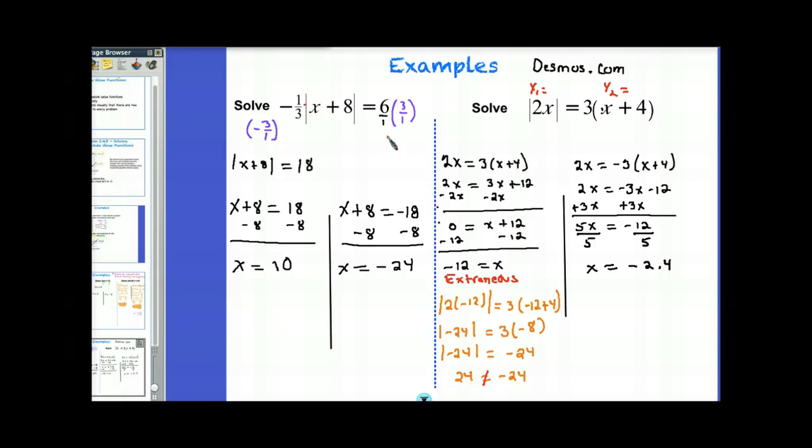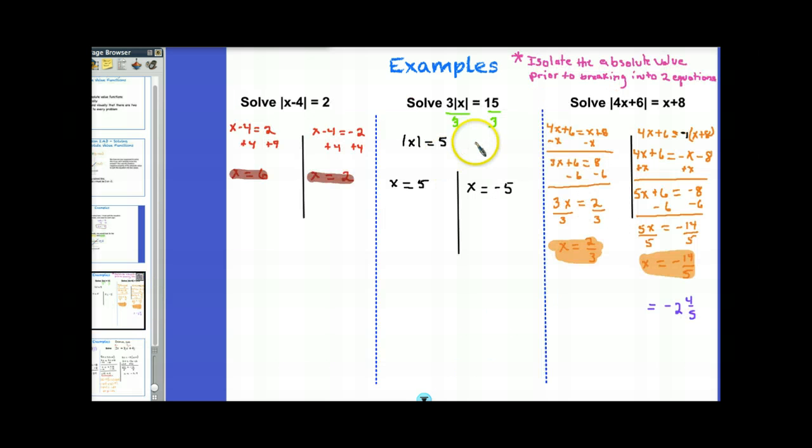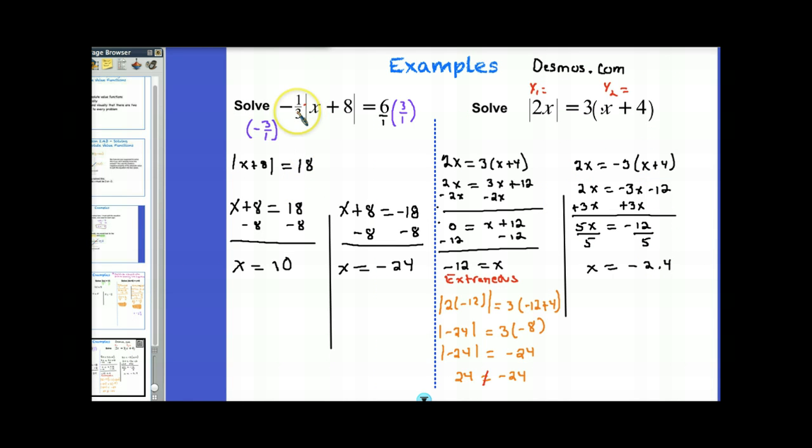Second thing you need to remember is that anytime you have numbers outside the absolute value, you will need to, and we'll go back to that slide, isolate the absolute value prior to breaking it into two equations, like we did in this example, or at the very end, like we did in this first example here. So remember to do that.